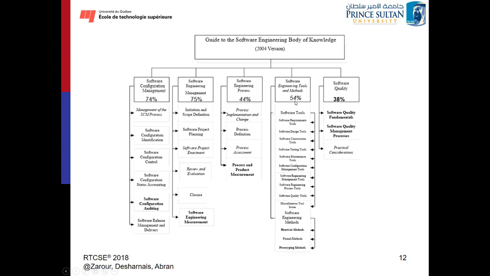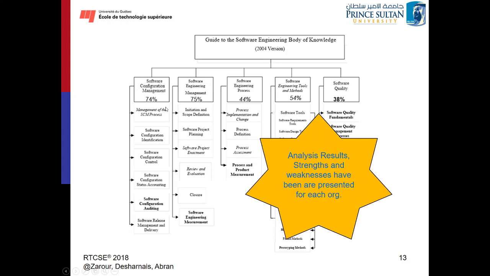The software maintenance is not covered as they don't have maintenance projects. As you can see, these are the different coverage levels per knowledge area, and these in black are the subtopics that need more improvement per knowledge area. And all the findings that we had for different organizations have been analyzed, and the strength and weakness points, the gap analysis have been presented to the companies in order to give them an idea about where they can start improving their process areas.